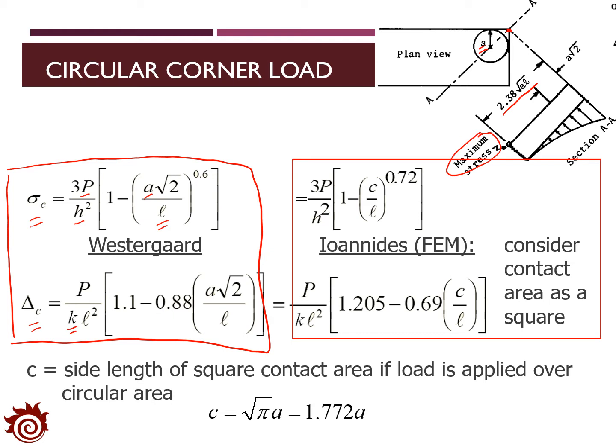Well, if we consider a square contact area, then we cannot utilize Westergaard's equation. In that sense, Ali Nadras proposed a finite element method to find out the new equation for the estimation of the stress and the deflection, which are shown in these two equations. Basically, he introduced one variable c, which is defined as the side length of the square contact area, and c is defined as 1.772 times a.